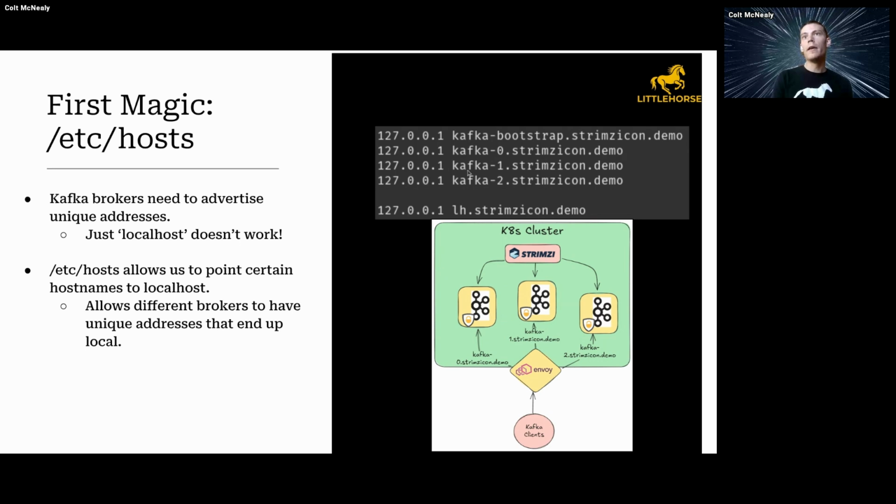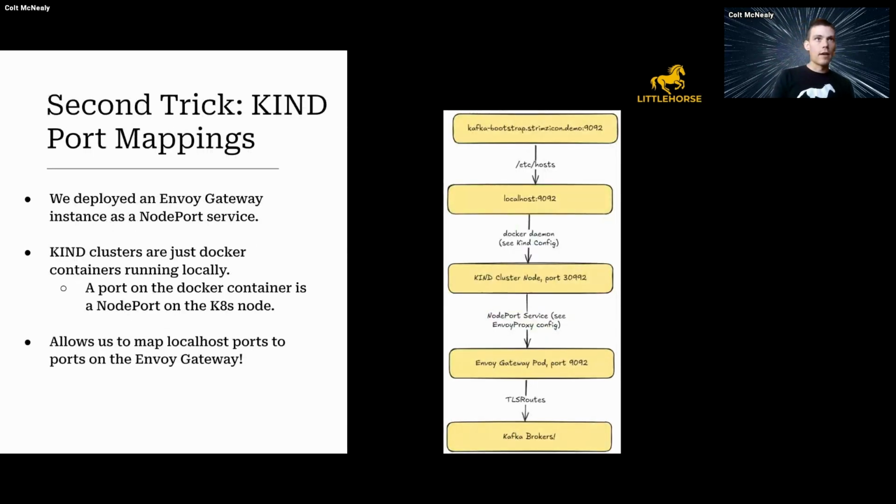It allows you to rewire one host name to another. So what we're going to do is use a bunch of host names: Kafka Bootstrap, Kafka 0, Kafka 1, and Kafka 2 will all get rerouted to localhost, but they will preserve the host name. So then Envoy Gateway will be able to see, okay, this traffic is for Kafka 0, so it goes to this broker. This traffic is for Kafka 1, and that traffic is for Kafka 2. And that little piece of magic will let us solve the problem of every broker needing to be individually addressable.